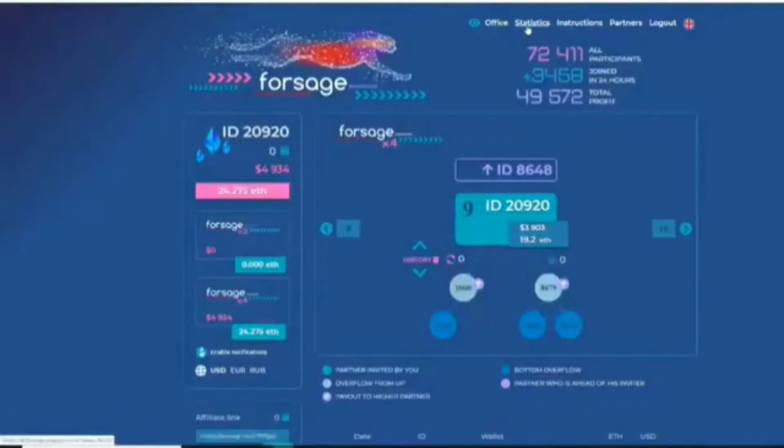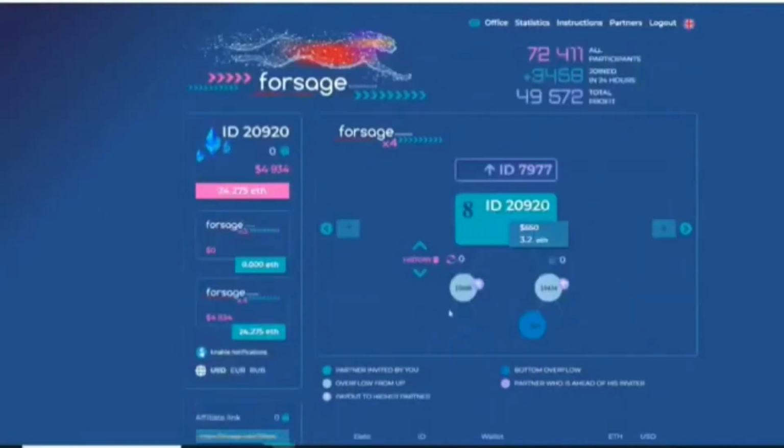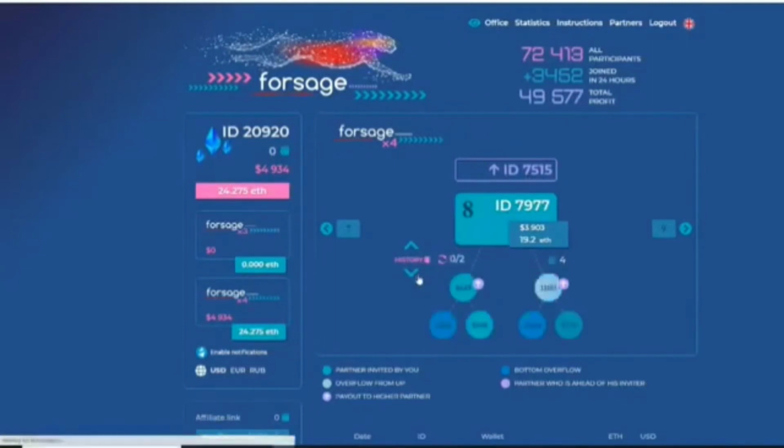essentially spillovers, if you see what happens to the matrix. So let's take a look at this one, for example. Okay, 20,920 here on this slot, when he was activated, it didn't come to 8468. It actually came to 7977 under this matrix, and you can see over here that it came under this matrix. Just 1 second.